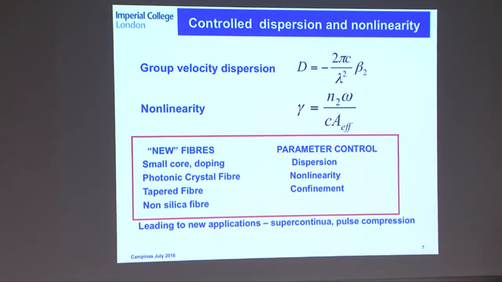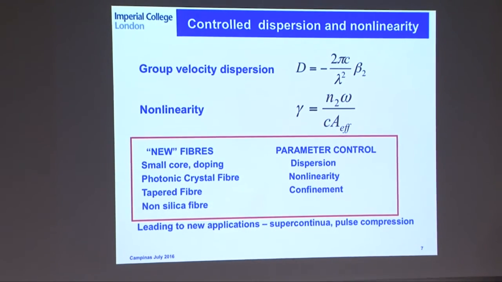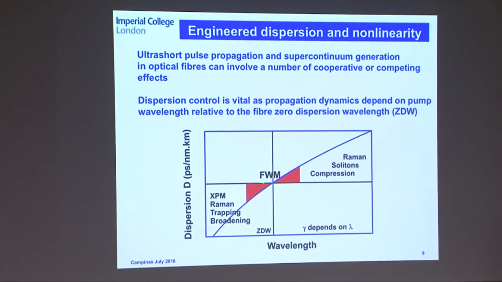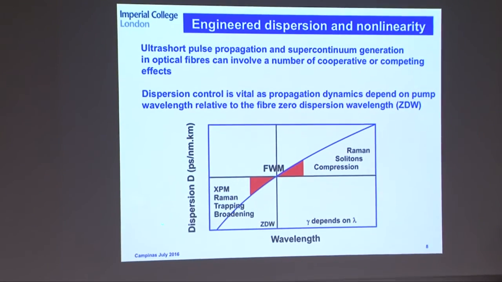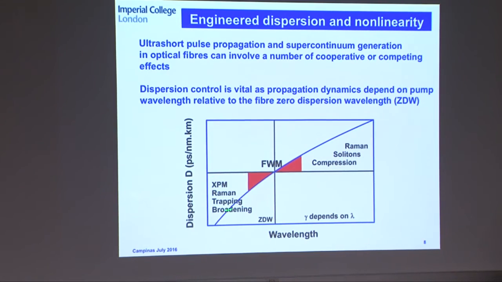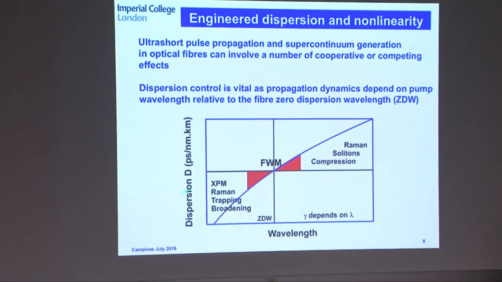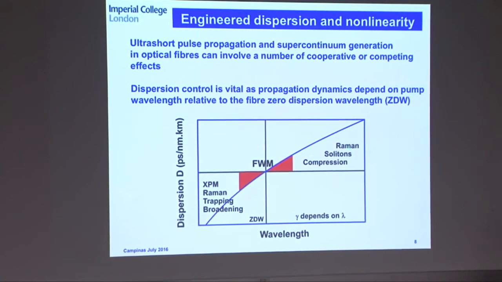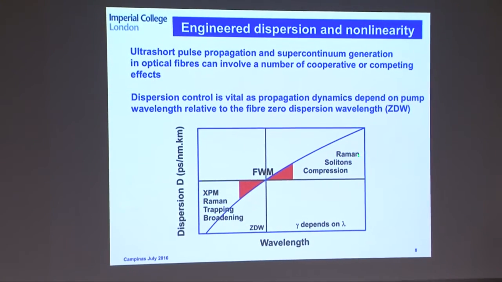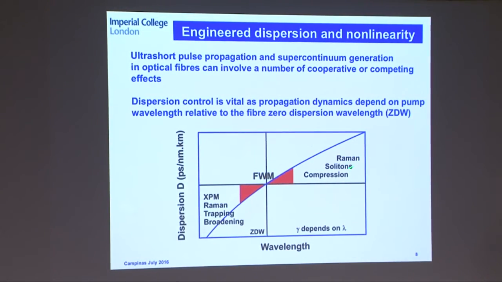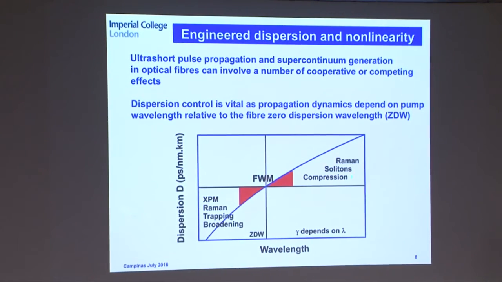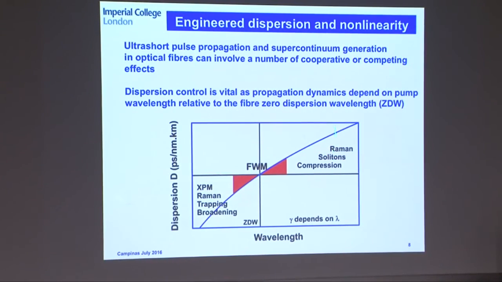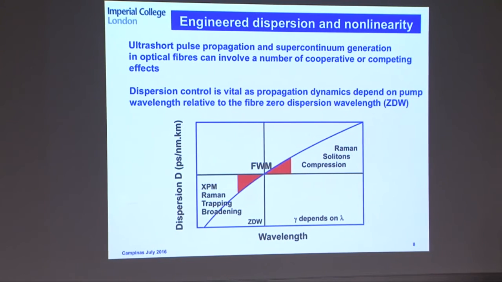And this really leads to new applications in supercontinuum. So if you look around the zero dispersion, of course, you're going to get four-wave mixing. If you're back in the normal dispersion regime, well, of course, cross-phase modulation and Raman and broadening, self-phase modulation, temporal broadening are the main processes. Up in the anomalous regime, Raman and Raman solitons and Raman compression or soliton compression are the main techniques. And where you want to pump depends on how you're going to control all these different processes.